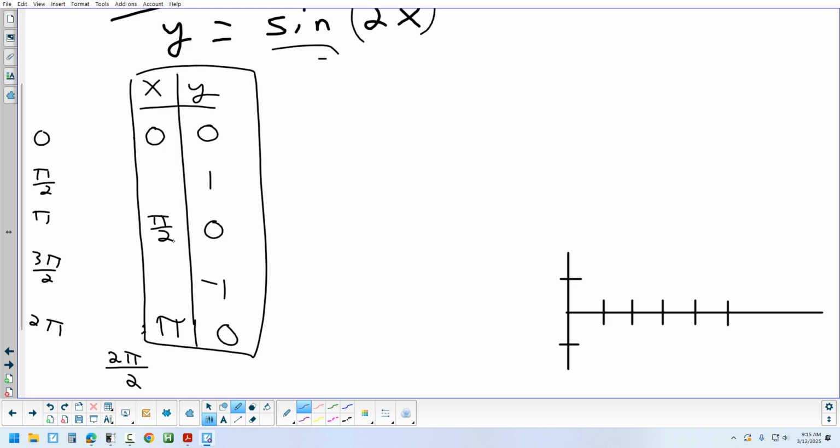So there's the middle. Now, we got to find the middle again and again. What's in the middle of 0 and pi over 2? Wait, how did you find the middle one? We average 0 and pi together. So we just add them up and divide by 2. So what's in the middle of 0 and pi over 2? Pi over 4. Yep.